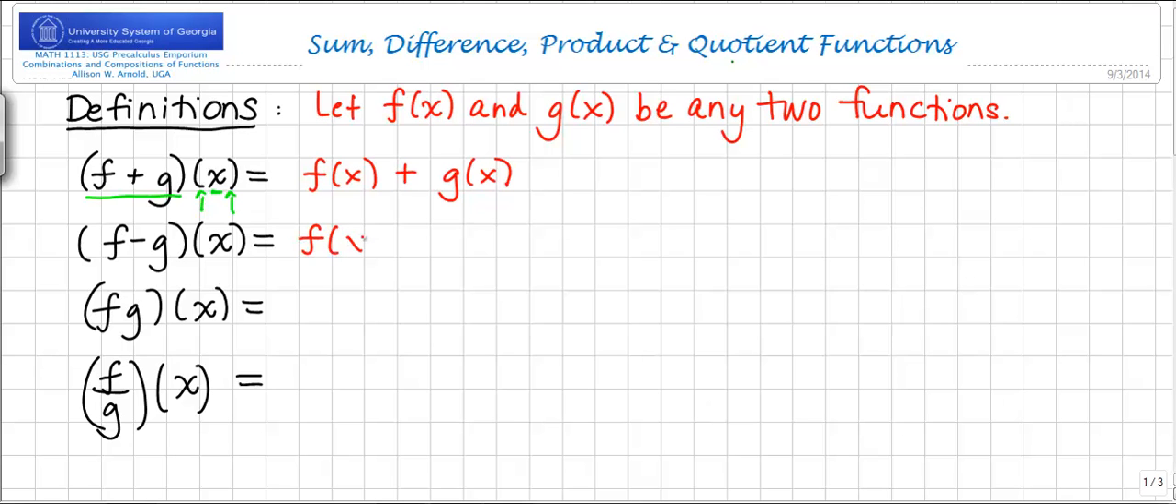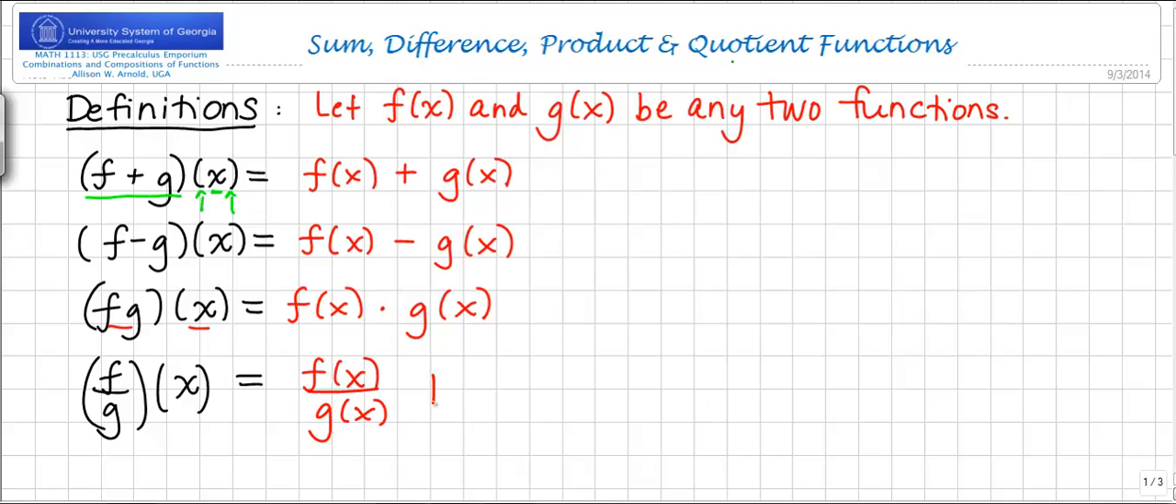F minus g of x will be defined as f of x minus g of x. Fg of x will be defined as the function f of x times the function g of x. And finally, f divided by g of x will be defined as f of x divided by g of x, certainly provided that g of x is not equal to 0.